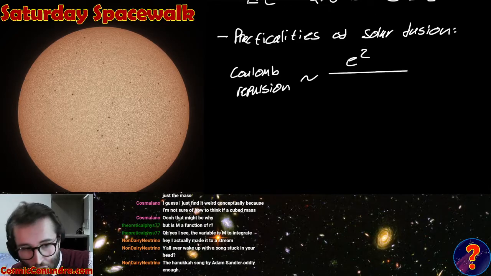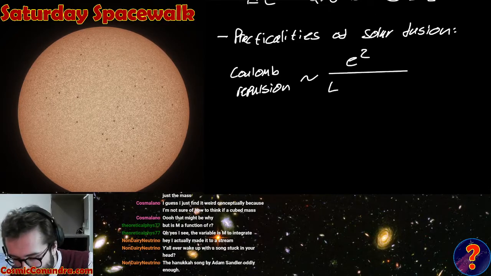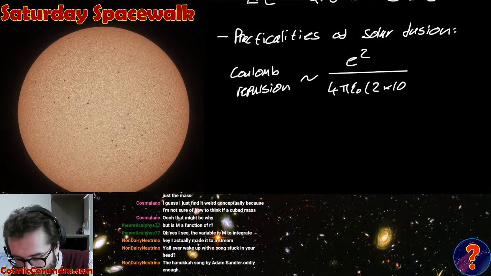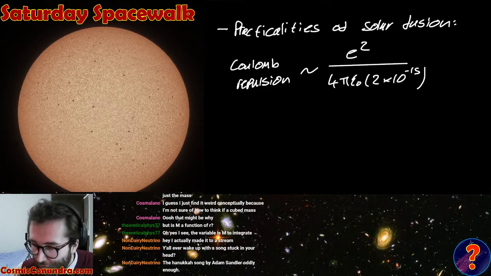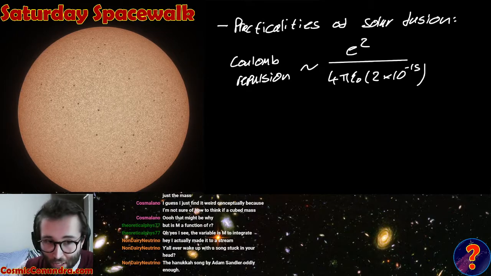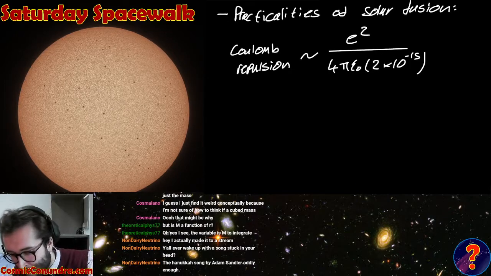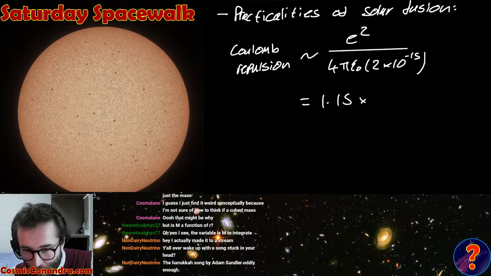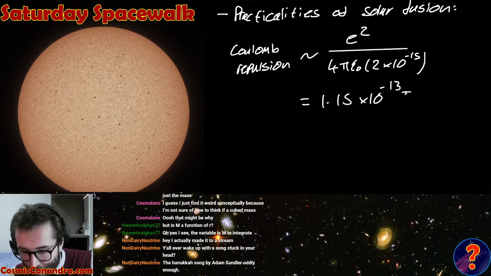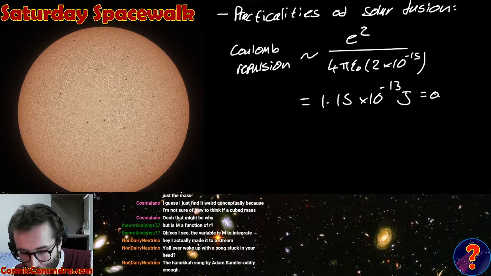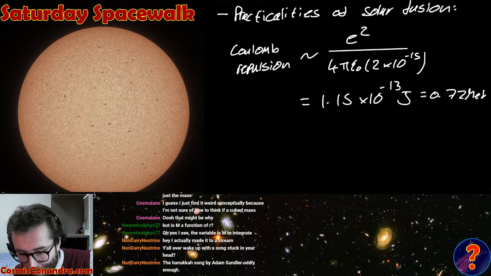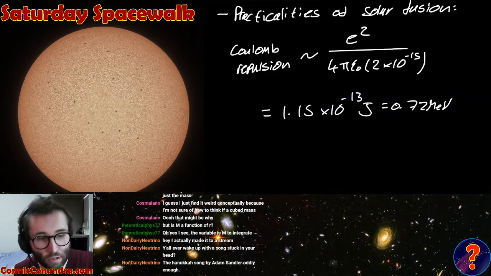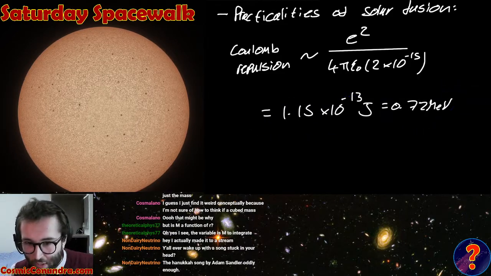So to push these 2 protons within a distance of 2 femtometers of each other requires delivering a potential energy of this much, which is roughly 1.15 times 10 to the minus 13 joules, or 0.72 MeV. This is how much energy is needed to get these protons close enough to each other such that they can fuse.